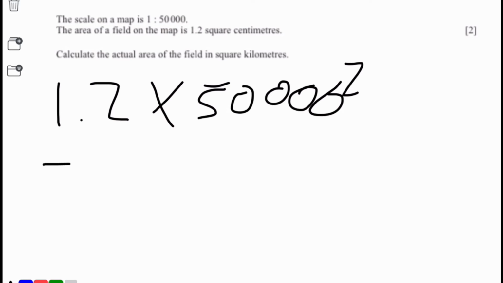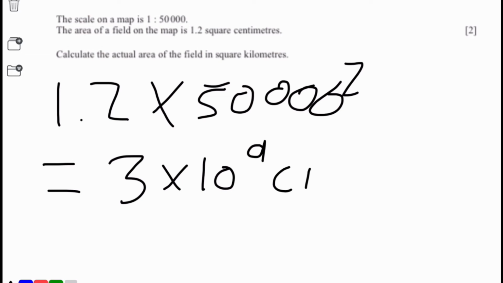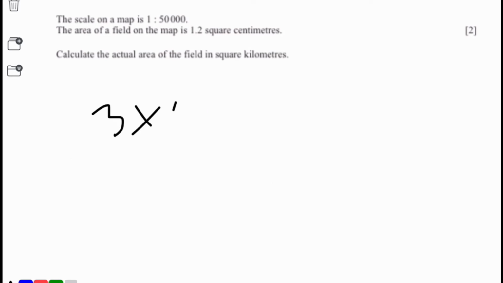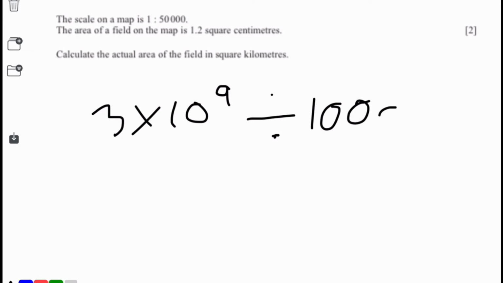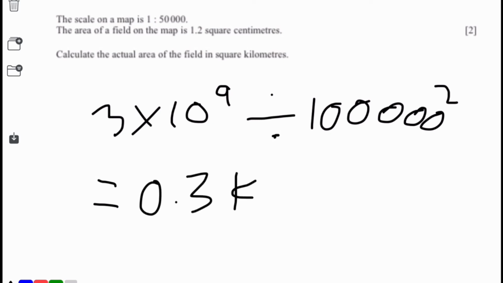which when using a calculator, we can find that it gives 3 times 10 to the power of 9 centimeters squared. To then change this to kilometers squared, we need to divide by the amount of centimeters in a kilometer squared, because we are dealing with an area. So 3 times 10 to the power of 9 divided by 100,000 squared gives us 0.3 kilometers squared.